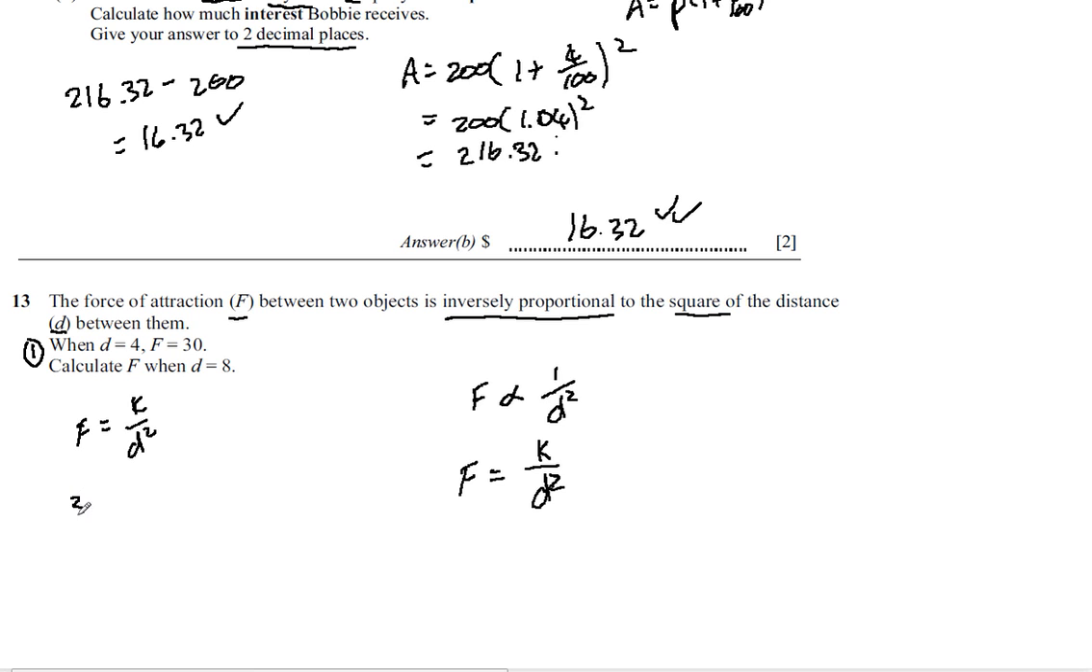So when F is 30, d is 4, so we're just going to substitute in 4 squared. Just remember d is squared, so if d is 4, then d squared is 4 squared. So 30 is equal to k over 16. So 30 times 16 will give us, I hope that's right so far, 480. Okay, hope it makes a little bit of sense.